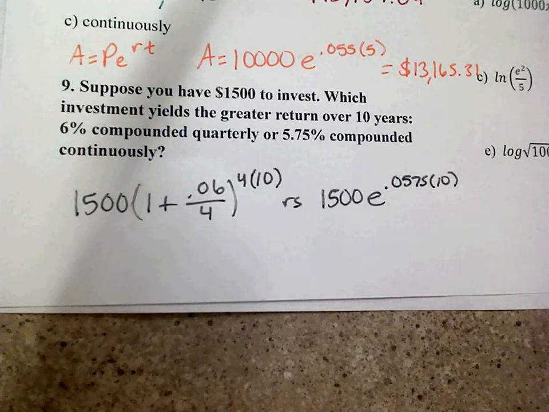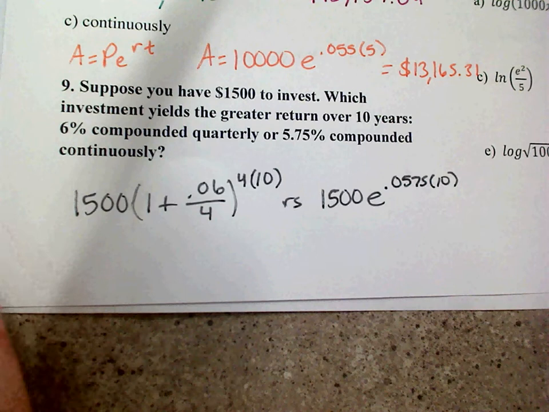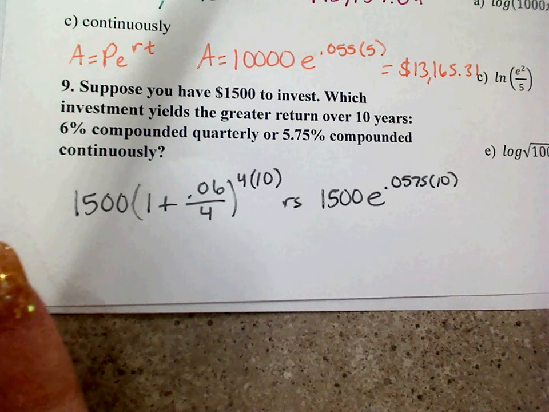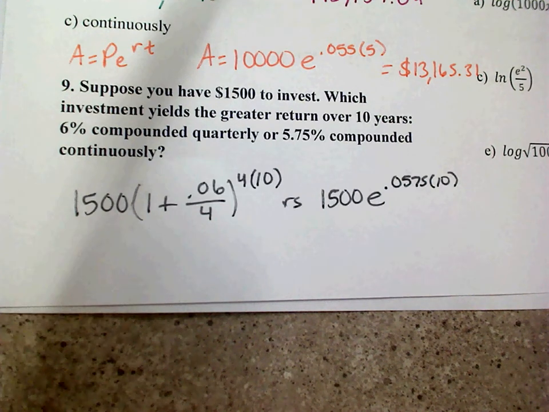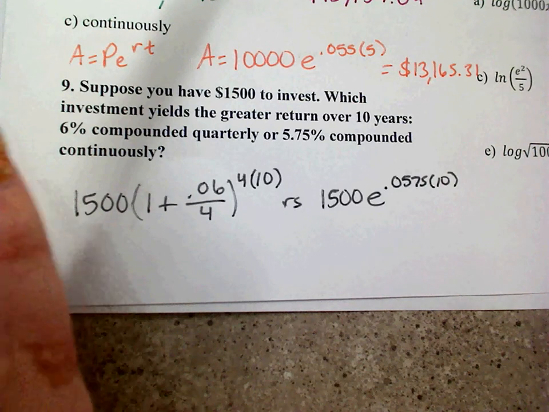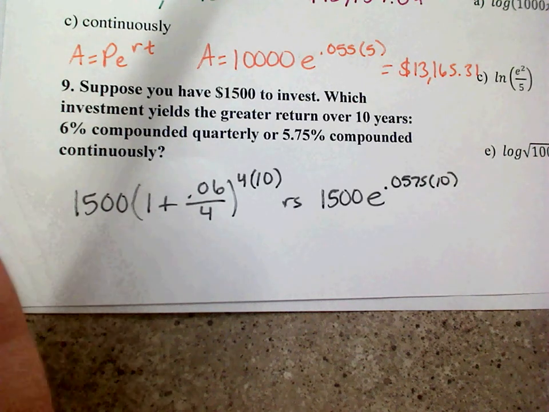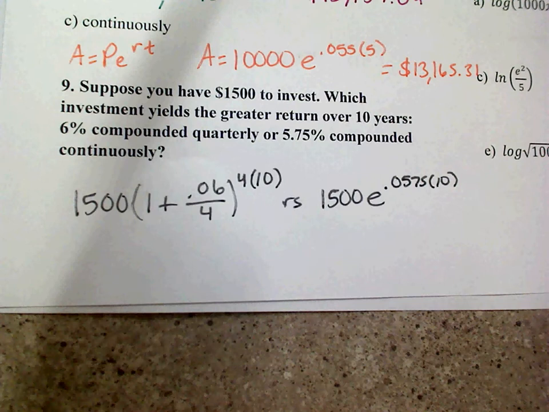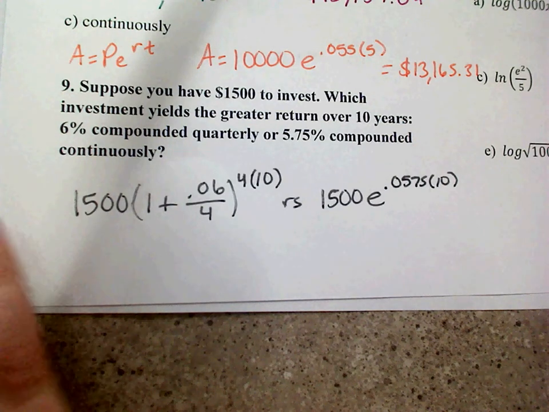1,500, 1 plus 0.06 divided by 4. Hey guys, if you ever find yourself comparing amounts like this, it's never going to be the same interest rate for both, because obviously continuously would make more money. So they're always going to make the interest rates a little bit different, which means you need to make sure and do that. A lot of people forgot that on the test, or to check and change the interest rate.